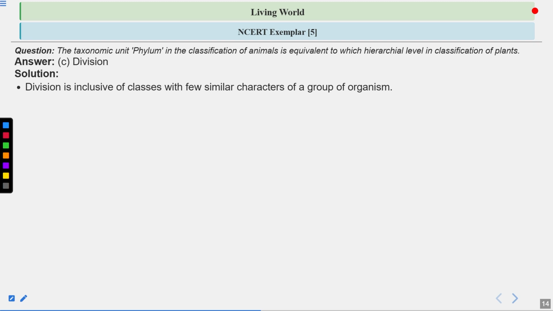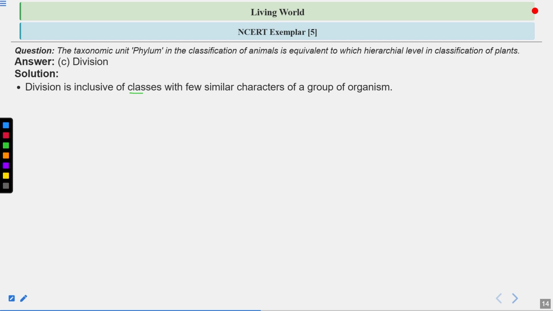So division is inclusive of all classes with similar characteristics of a group of organisms. So we use division in case of plants instead of phylum. Phylum we use in the case of animals. For example, phylum Chordata. Okay, clear? So what is division? Like if you talk about phylum, phylum is below kingdom and it is above class. Okay, so division is also below kingdom and it is above class.